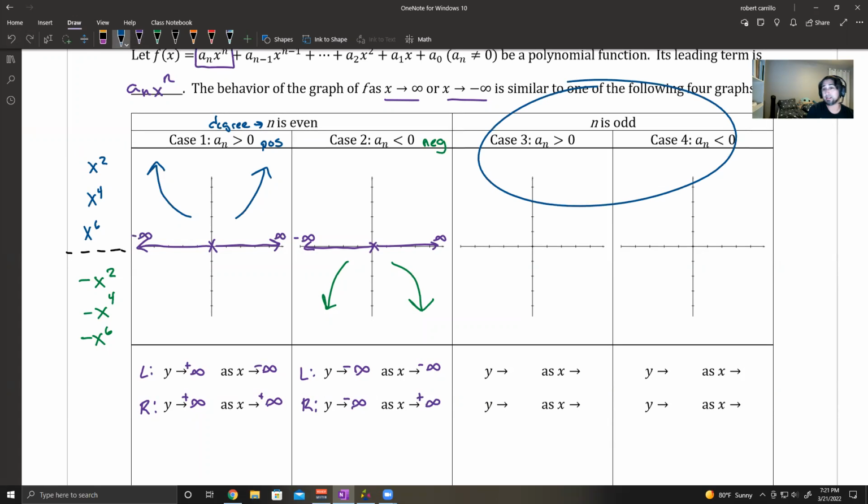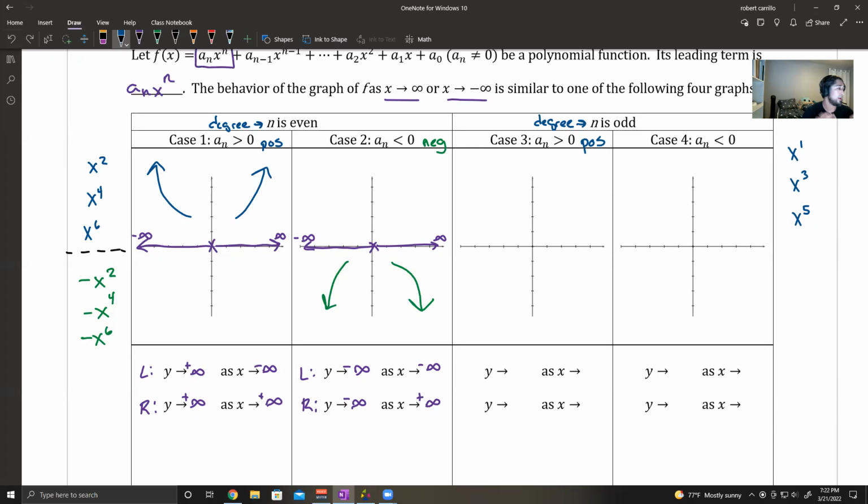Next, the next two cases deal with an odd degree. So here, I'll write degree again. The degree is odd. First up, we have an odd degree positive polynomial. If my polynomial is odd, it's any odd degree. That could be x to the first, x to the third, x to the fifth, any odd power. And my function is positive.